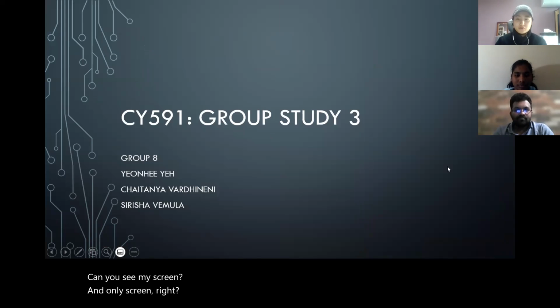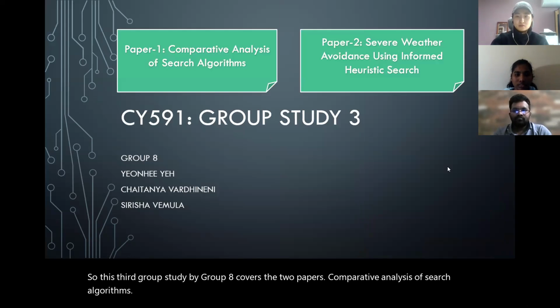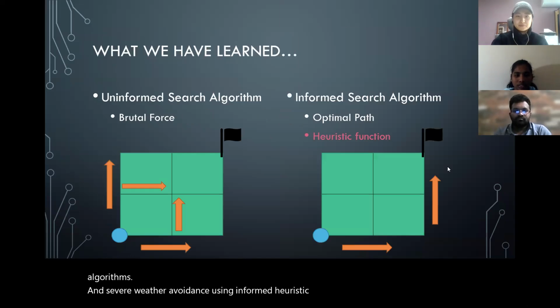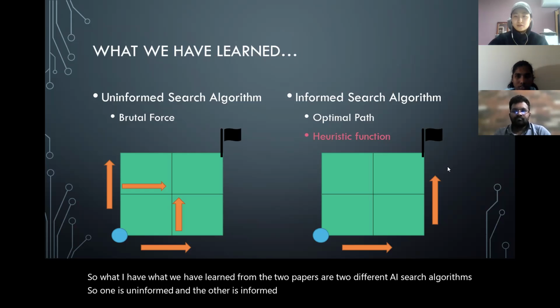Okay, so this third group study by Group 8 covers the two papers, Comparative Analysis of Search Algorithms and Severe Weather Avoidance Using Informed Heuristic Search. What we have learned from the two papers are two different AI search algorithms. One is uninformed and the other is an informed search algorithm.